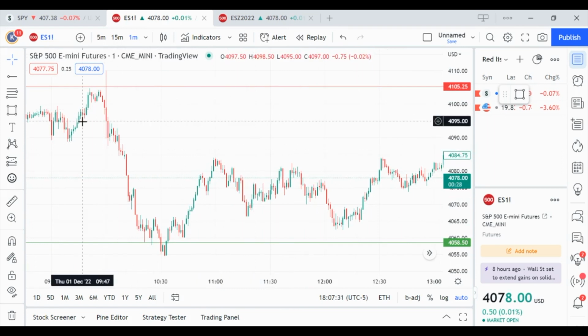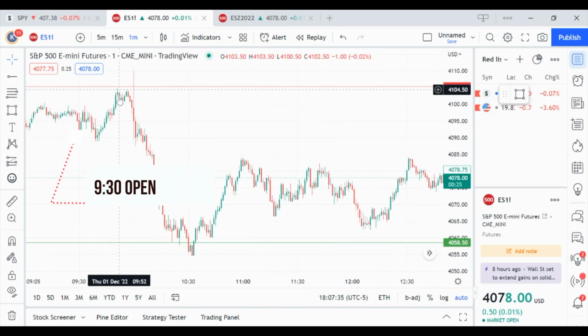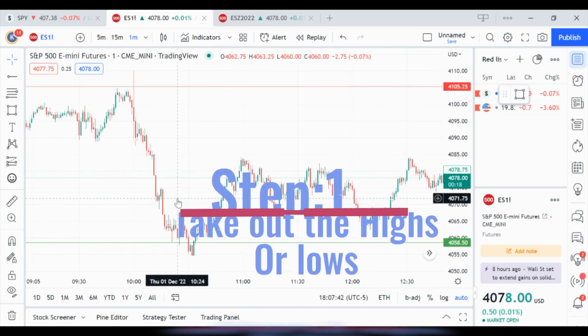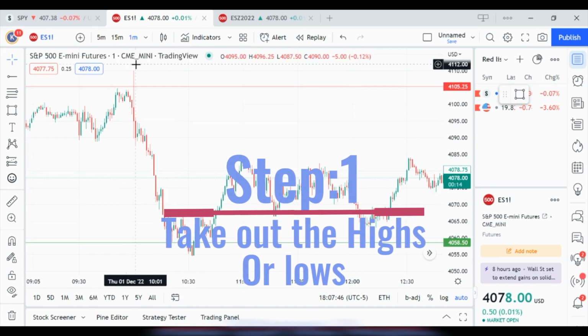So our 9:30 open is right over here. And here are those highs that I drew. Here are those lows that I drew. And what I'm looking for is step number one. I want to see those highs or those lows get taken out. So I want to see price push above those highs.